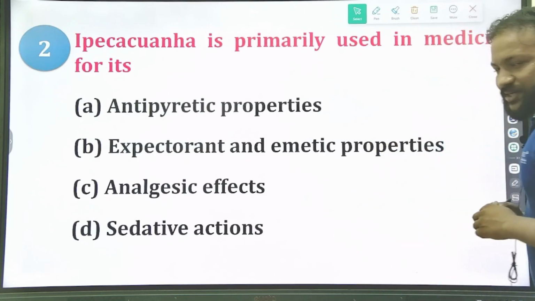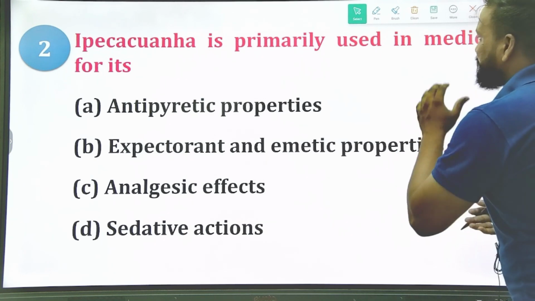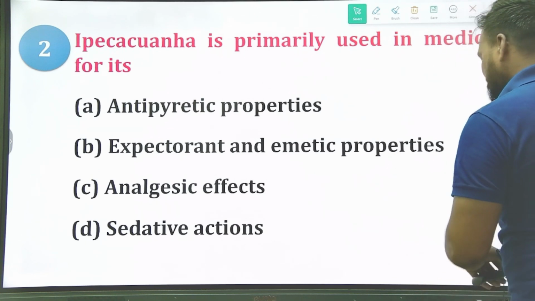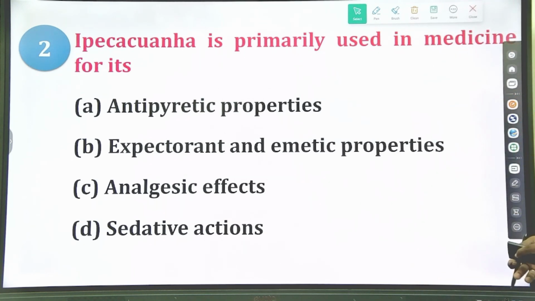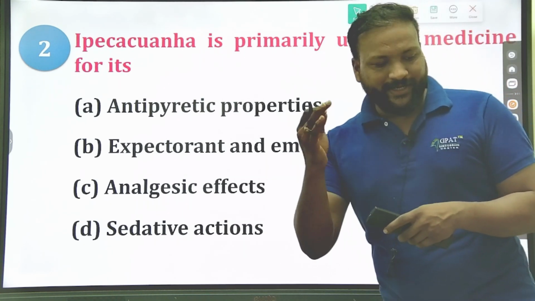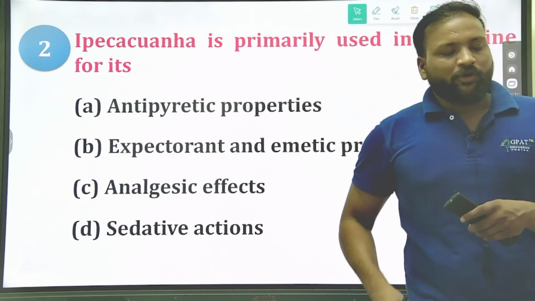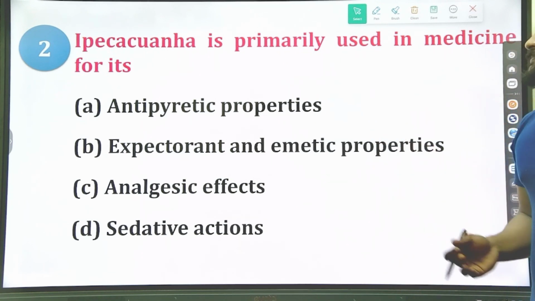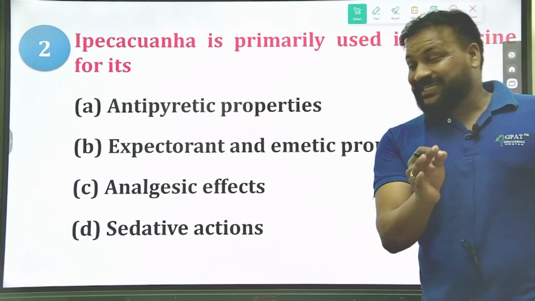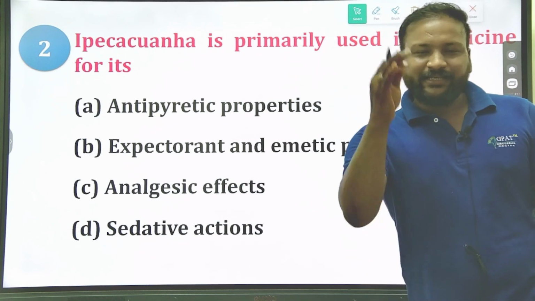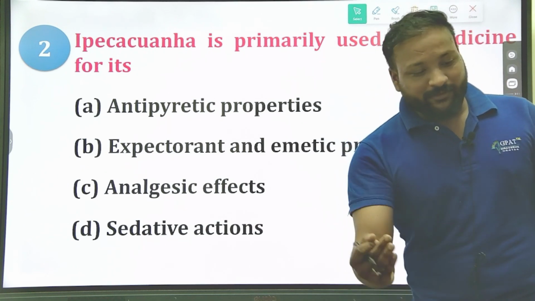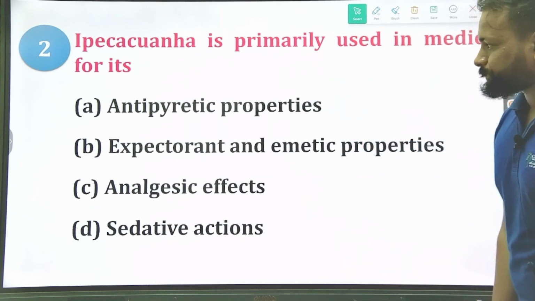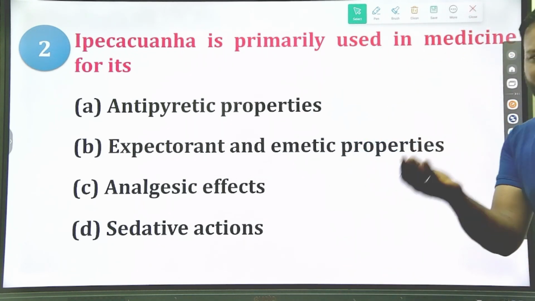Get ready. Second question: ipecac is primarily used in medicine for its, which means, what is the use of ipecac? In very simple terms, what is the use of ipecac? Option A, antipyretic property; option B, expectorant and emetic property; option C, analgesic; D, sedative. Comment down your answer, I will be waiting for you. Come on, comment down your answers. What is the use of ipecac?